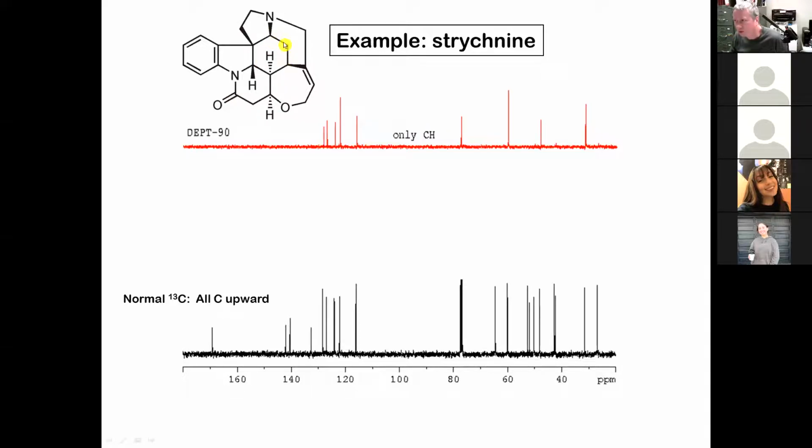There's 2, right? 3 and 4. There's actually, I see 5 of them. 1, 2, 3, 4, 5. One of these must be doubled or overlapped, because you only see 4 peaks. So one of these may actually have 2 peaks buried into it. Okay. And then what happens when we do DEPT 135?